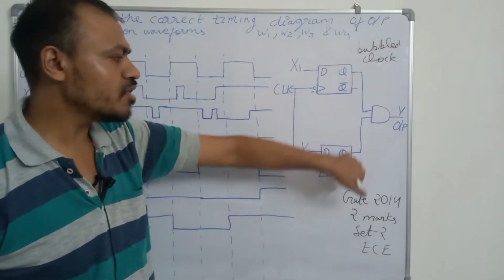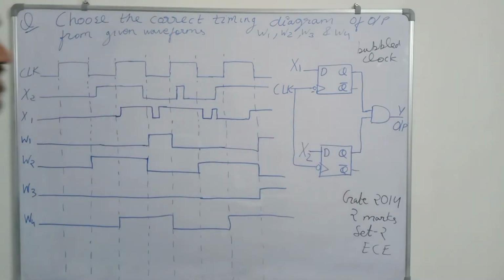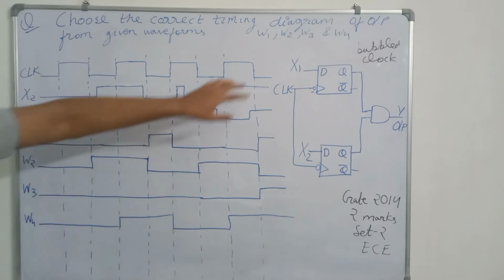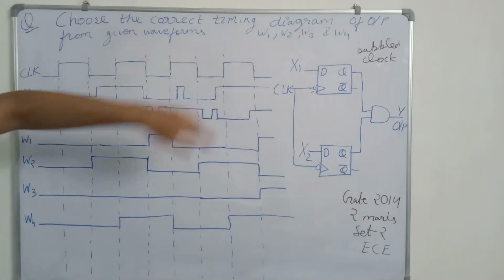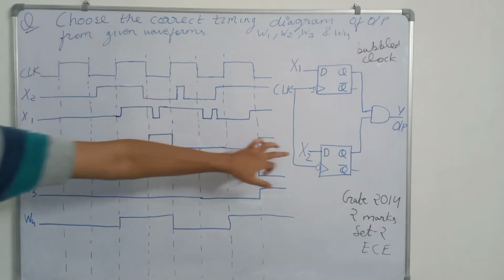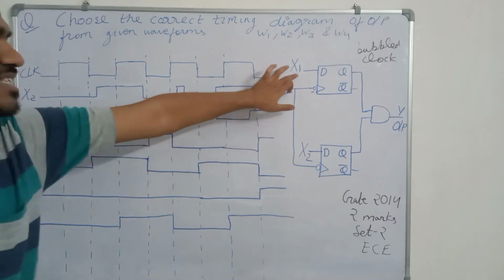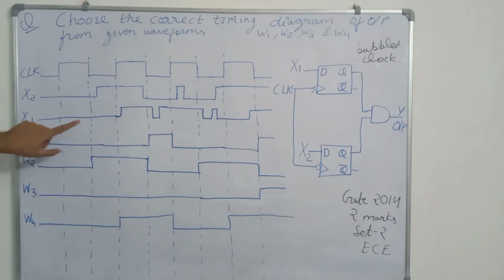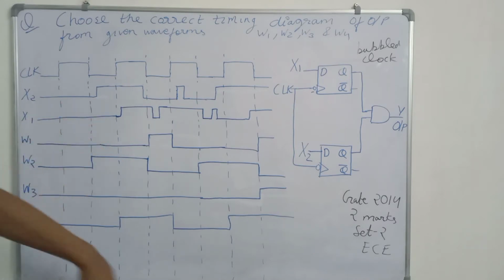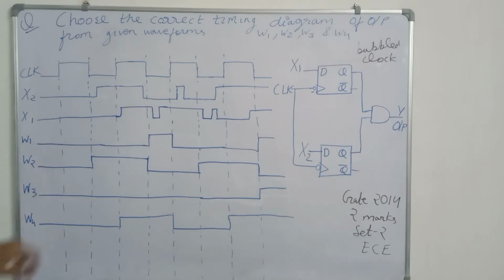The output Q of these flip-flops goes to an AND gate, and Y is the output. We have to choose the correct timing diagram of this output Y from the given waveforms. This is the clock waveform, this is the waveform for input x2, this is the waveform for input x1, and we have to choose the correct waveform for the output Y from these four waveforms W1, W2, W3 and W4.